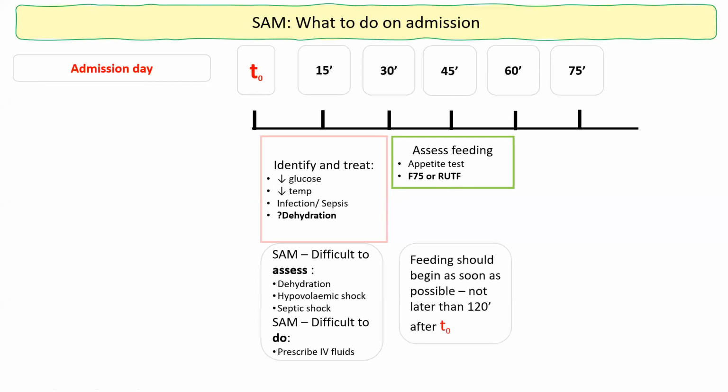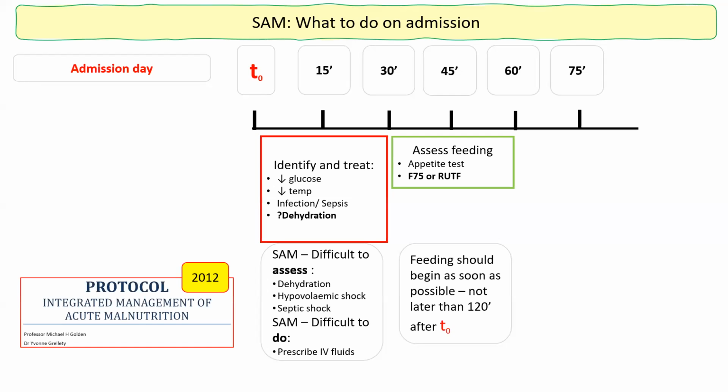Feeding should not be delayed. Even if you have a critically ill child, we should try and feed via an NG tube if possible, but certainly not later than the first 2 hours of admission. So that's really important. Now, many years ago, Michael Golden and Yvonne Grellety wrote a very nice protocol on the management of malnutrition. It's quite long, but easy to read, and if you want to understand the clinical features of dehydration and so on, this is the text that I would recommend that you read.